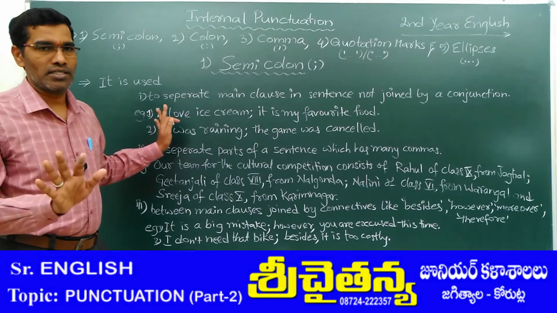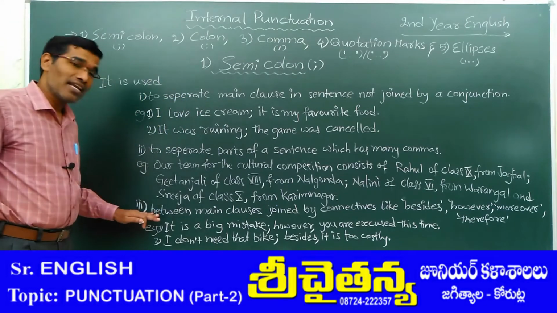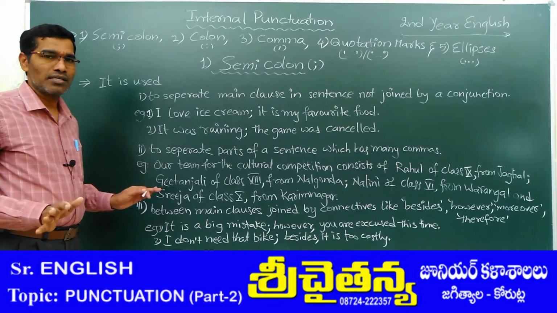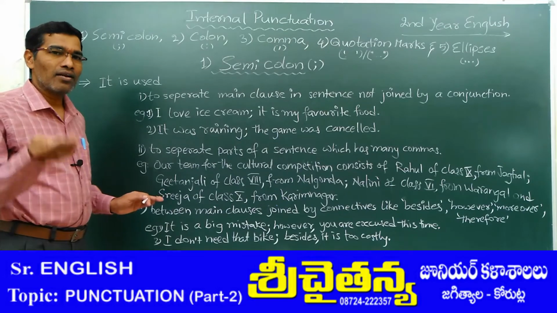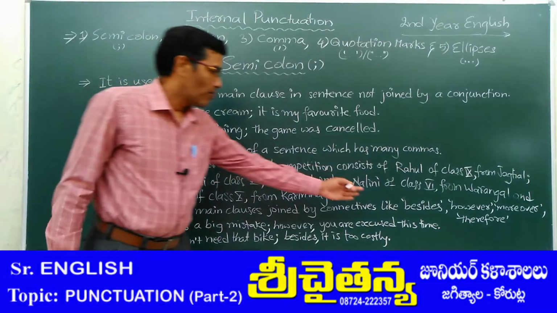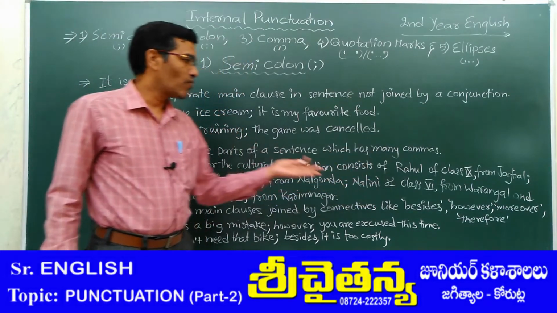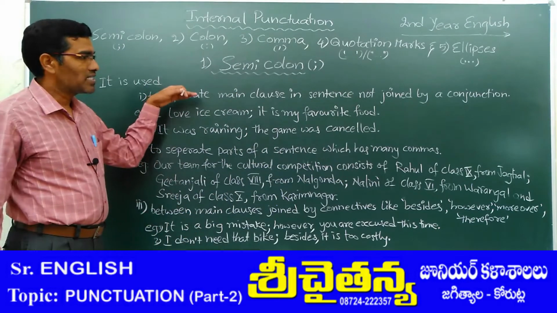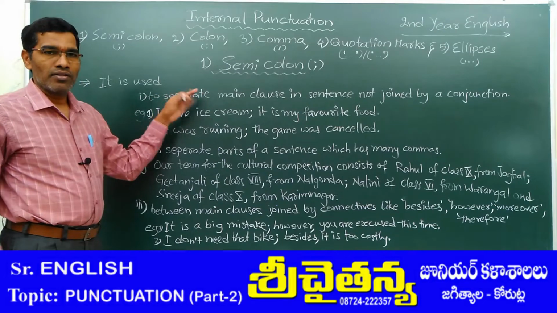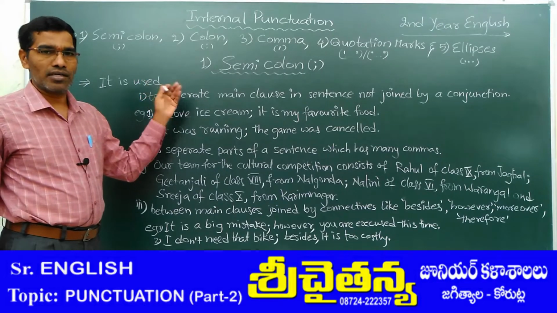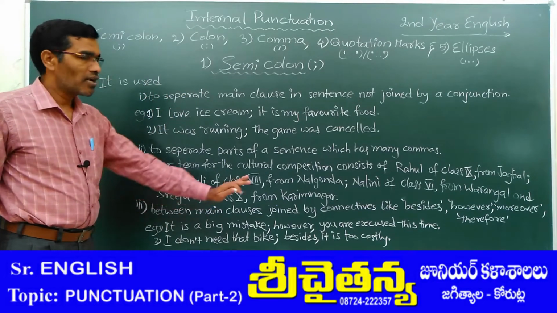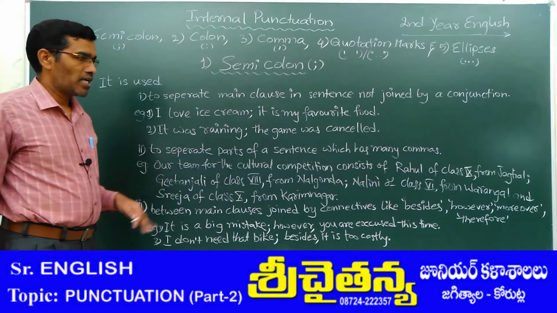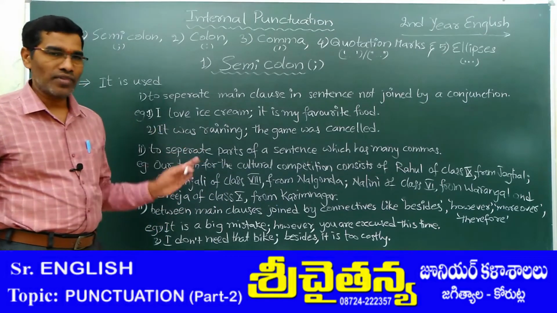Here, it separates the two main clauses where we use besides, however, moreover, therefore. These are connectives. In the first illustration, there are no connectives or conjunctions. But here, there are some connectives. They are besides, however, moreover, therefore.